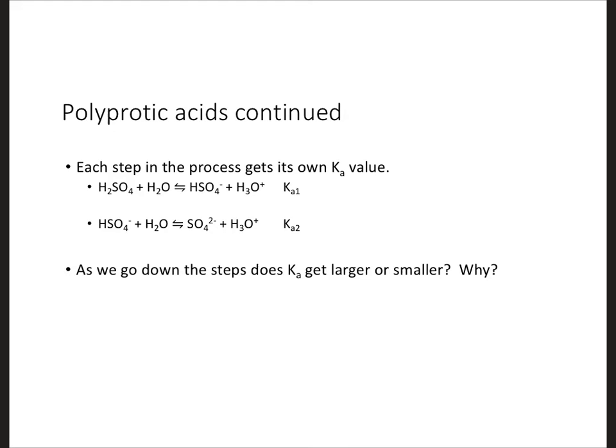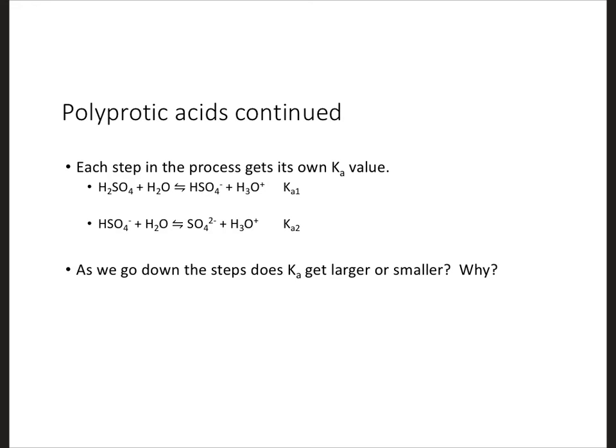So then a logical question is, how are these two Kas related? How is Ka1 related to Ka2? How is the dissociation of one proton related to the dissociation of that second proton? As we go down from step 1 to step 2, is the Ka going to get larger or smaller? And why? Again, if you want to pause it, try to think about that, work it out, great. If not, we can go ahead and work it together.